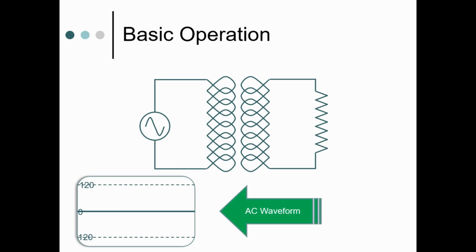Let's repeat the animation with one modification. At the bottom of the screen, I've replaced the text with an oscilloscope display that will illustrate the AC waveform in step with the magnetic field's movement.